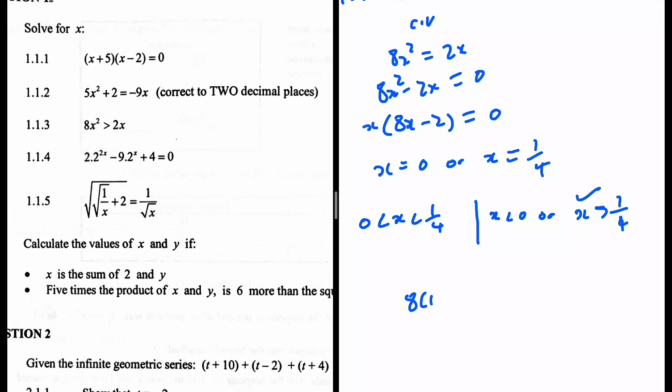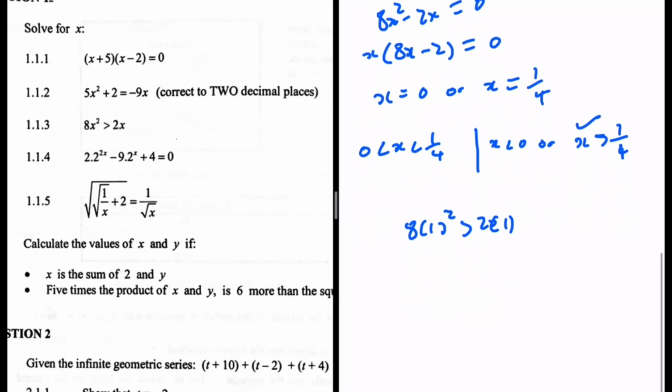So 8 multiplied by 1 squared is greater than 2 multiplied by 1. So 1 squared, that is just 1. 8 greater than 2. Is 8 greater than 2? Yes, 8 is greater than 2. So we know that that is our solution, and the other will not hold. We can test to see whether that holds or not. A number between 0 and 1/4 is 1/8. If you substitute 1/8 there, you should get an inequality that does not make sense.